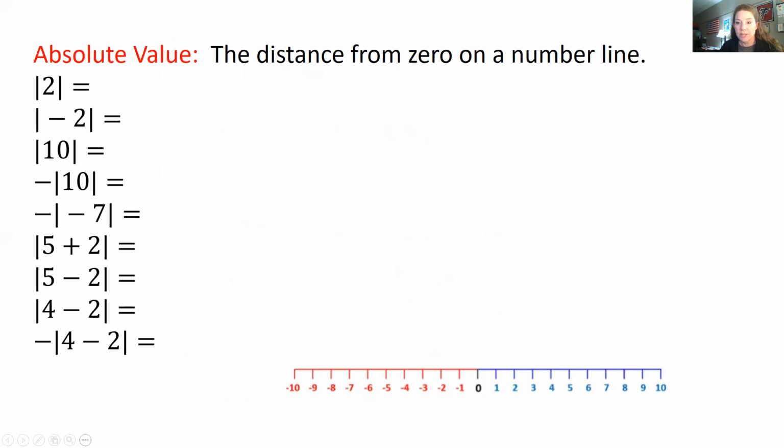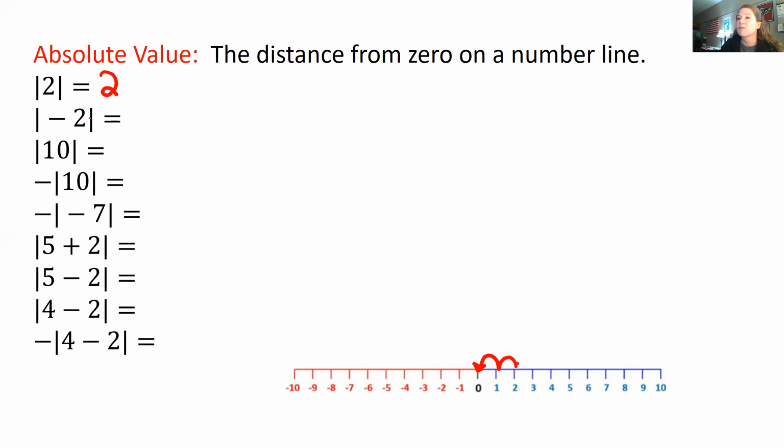All right, now I know that you guys have looked at absolute value before, so let's review absolute value. So basically absolute value means what is the distance from 0 on a number line. So it wants to know how many spaces from 0 is 2 on a number line. Well, here's 2. How many spaces from 0? The answer is 2. The absolute value of 2 is 2.